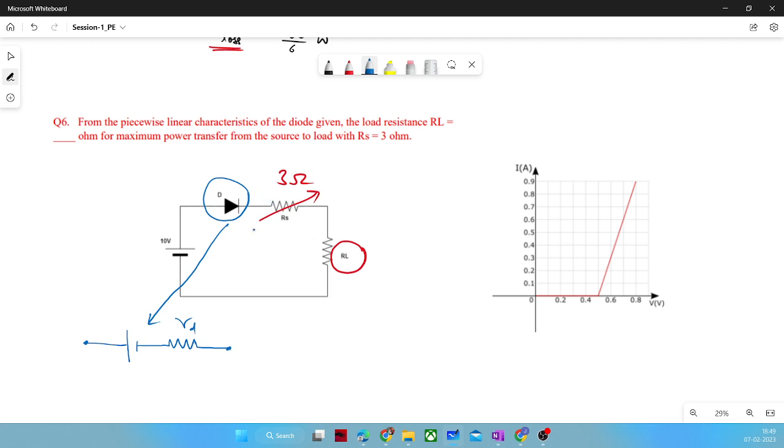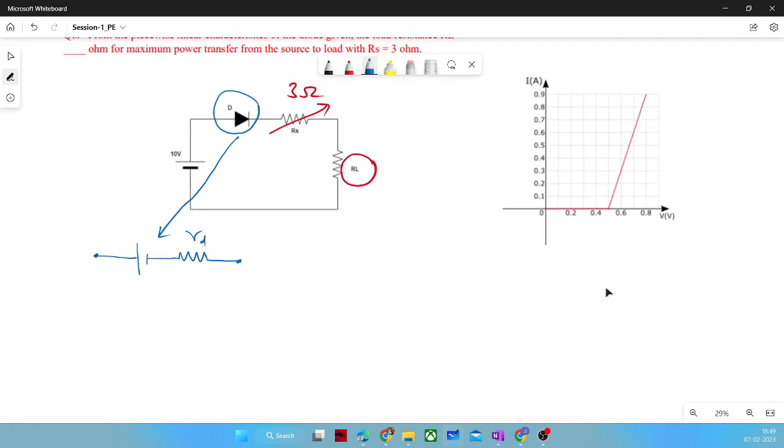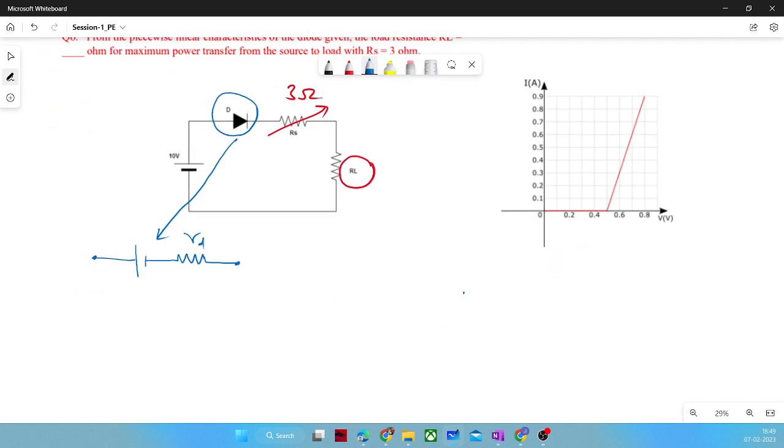Now, for maximum power transfer, there is one condition. Actually, there are certain three conditions when impedances are included. But since it is a diode, there will be only one condition that will deal with resistances only, and that says that maximum power will be transferred from source side to load side if, let me draw a Thevenin equivalent circuit.